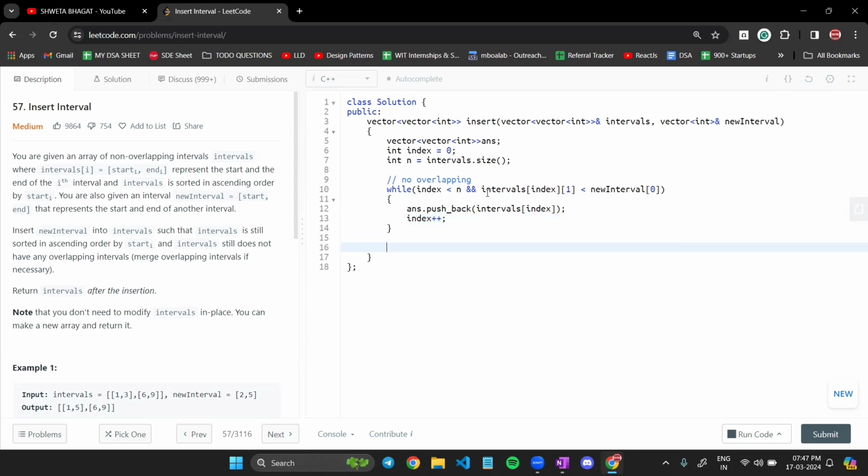Now say, for example, if we have found that the new interval's start is less than an existing interval's end, then what does it mean? It means they have a possibility of having something in common, so they can be overlapping. So what do we need to do to check for the overlapping case? We will write a while loop: while index is less than n and intervals[index][0] is less than or equal to newInterval[1].